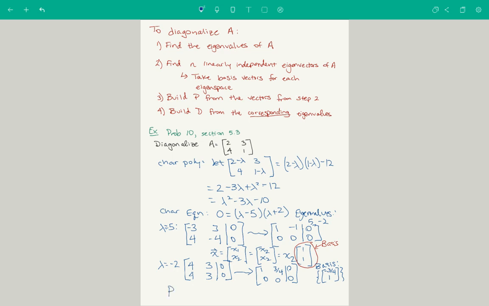Now for step 3, we want to find P. So for P, we're going to take each of our basis vectors and just plug them in. So our first column we'll put 1, 1, and our second column we'll put -3/4, 1. And then for our D, we want to put the eigenvalues on the diagonal, and we want to put them in the order that we put it in P. So our first column in P corresponded to lambda equals 5. So our first column in D should also be lambda equals 5. And then our second column in P corresponded to lambda equals -2. So our second column in D should also correspond to that. There we go. So there's our P and our D. So our factorization would be P D P inverse.